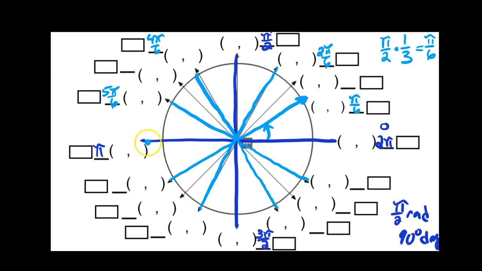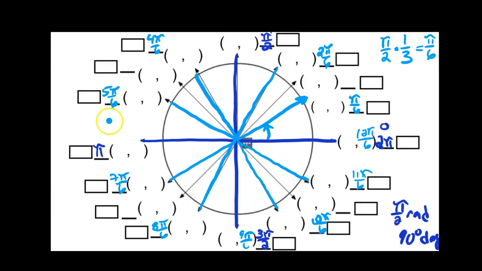This is 6 pi over 6, 7 pi over 6. This is 8 pi over 6. This is 9 pi over 6 right here. We're going to erase that in just a second. This one is 10 pi over 6. And then 11 pi over 6. And then 12 pi over 6.